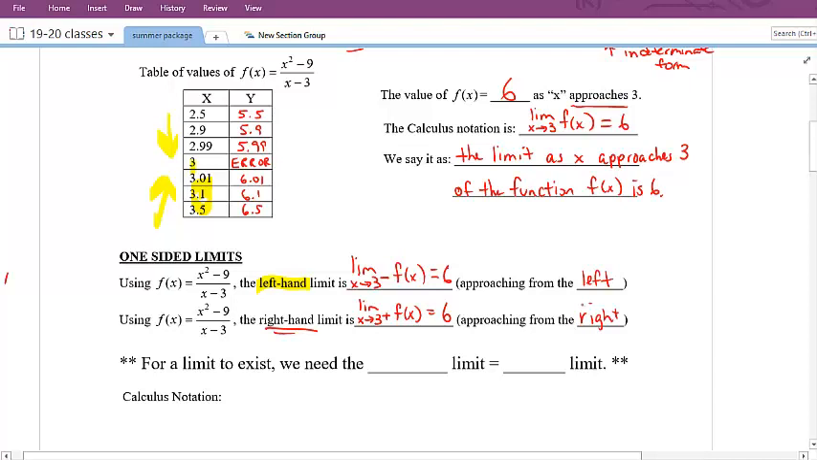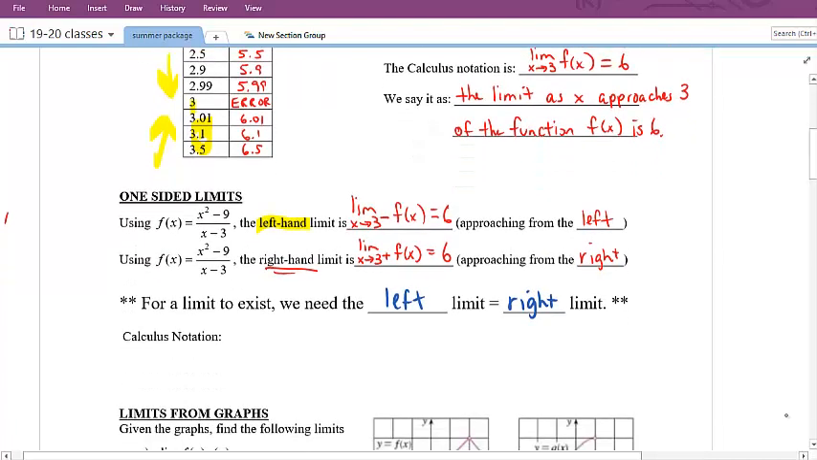Now, for a limit to exist at a particular value, we need the left-hand limit to be equal to the right-hand limit. So the calculus notation for this statement is the following.